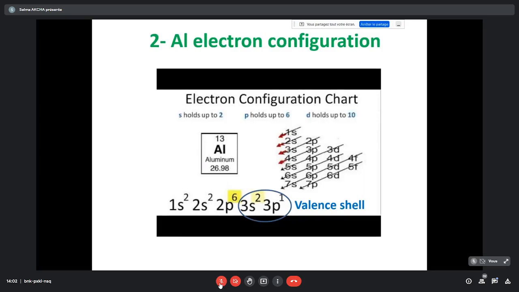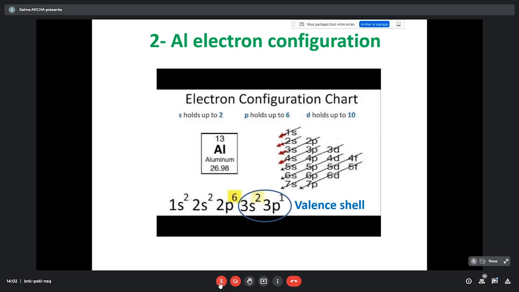Because the 4s is more stable than the 3d when they are empty, parce qu'elles sont vides, la 4s est plus stable que la 3d quand elles sont vides. We start by filling the 4s. On commence par remplir la 4s. But whenever they contain electrons, the stability will change and the 3d will become more stable than the 4s. Quand vous mettez des électrons, la stabilité va changer et la 3d va venir avant la 4s.